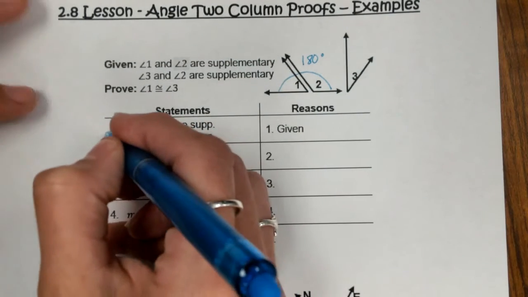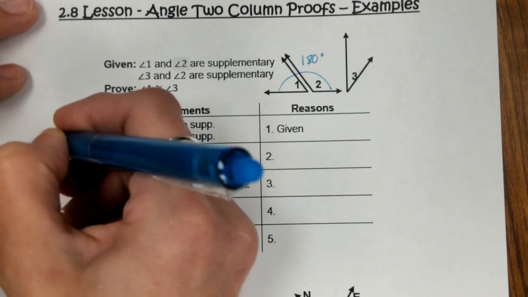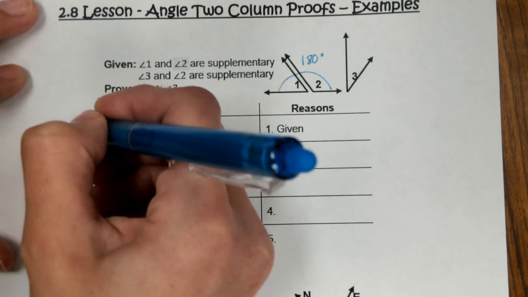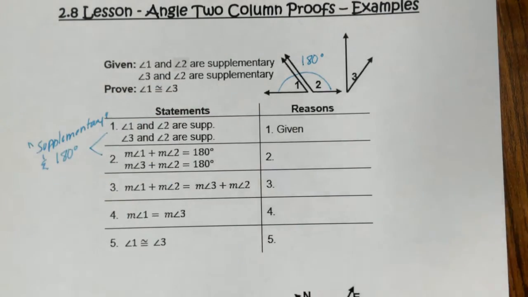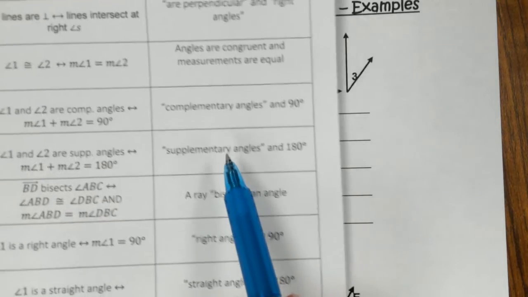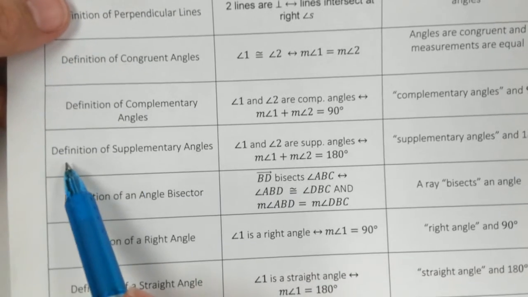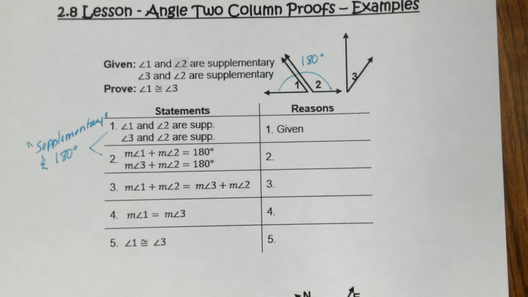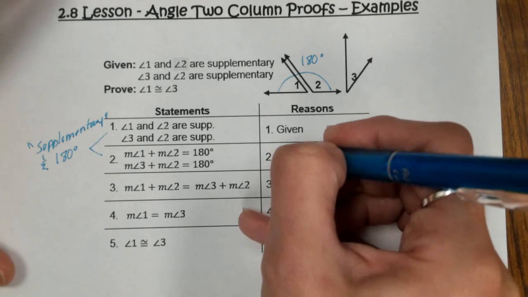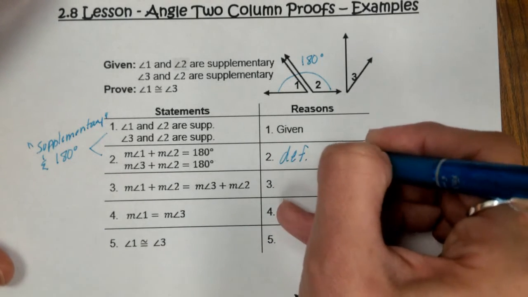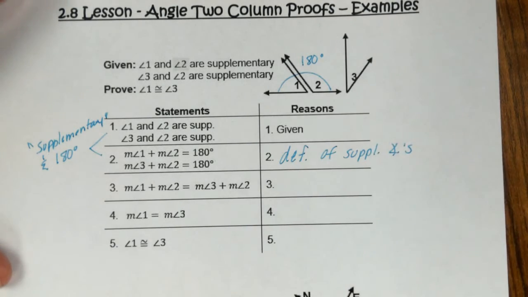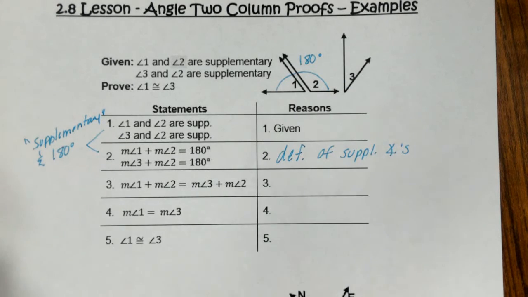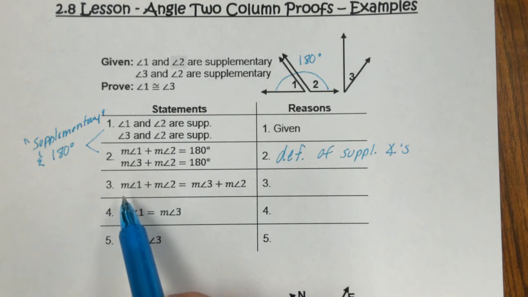So what we saw between these two statements is we saw the words supplementary and 180 degrees. So when we see that over here, we're going to go all the way over to the left and see it is the definition of supplementary angles. That's our reason. That's how this chart is going to work. I'm going to abbreviate definition of supplementary angles. All right?